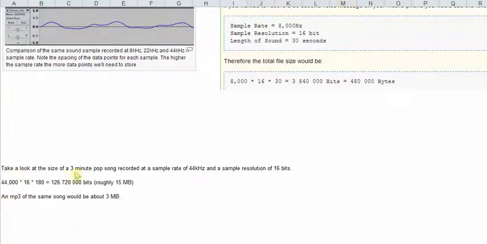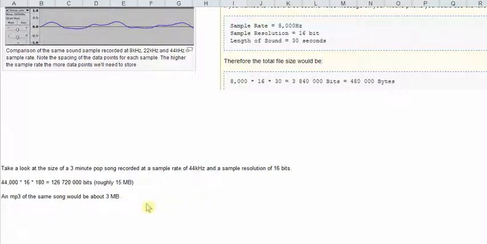Now we'll consider a 3-minute pop song recorded at a sample rate of 44 kilohertz and a sample resolution of 16 bits, which is typical. 44,000 times 16 times 180 equals roughly 15 megabytes. An MP3 of the same song, however, would be about 3 megabytes. So that's a great reduction, and we achieve this using a form of compression.